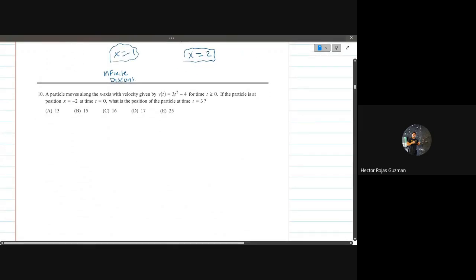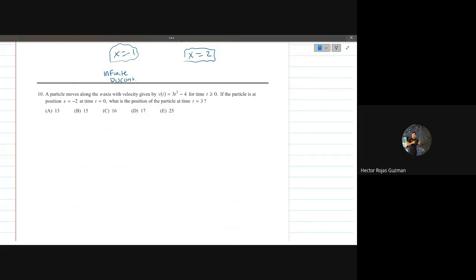A particle moves along the x-axis with velocity given by v of t. If the particle is at position negative 2 at t equals 0, what's the position of the particle at 3? This right here looks like an initial condition to me. So you have to know this formula: F of x equals the integral from a to x of f prime of t dt plus f of a. And we've talked about this formula a lot, right? It's always coming up.